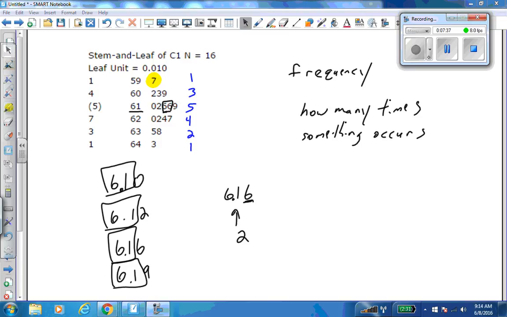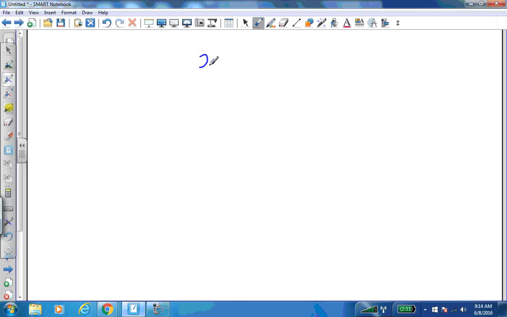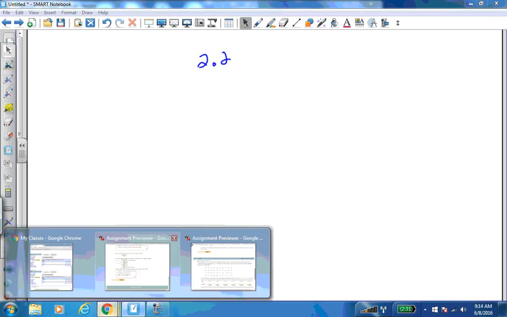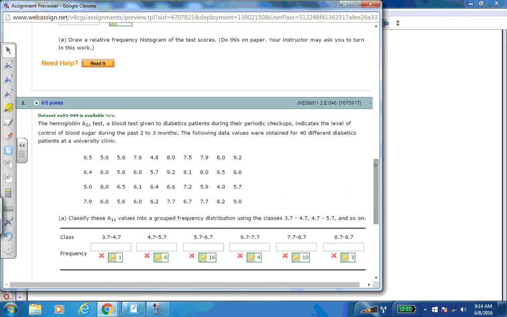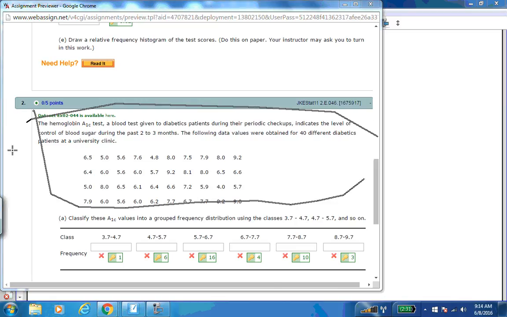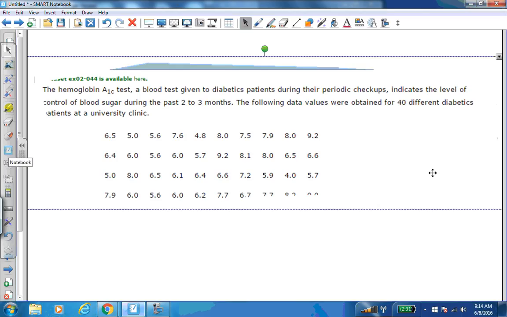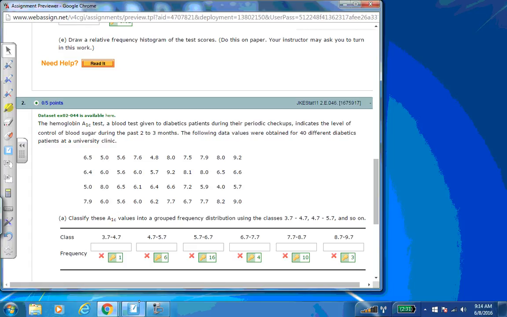All right, now let's continue. Let's look at 2.2. Let's look at one of the homework problems out of 2.2. In 2.2, we're looking at frequency distributions. So let's look at this example. I don't think I copied that very well. This was 7.7, 8.2, and 9.0.